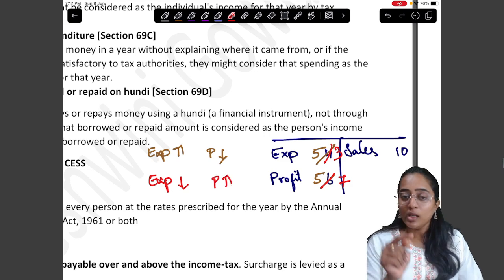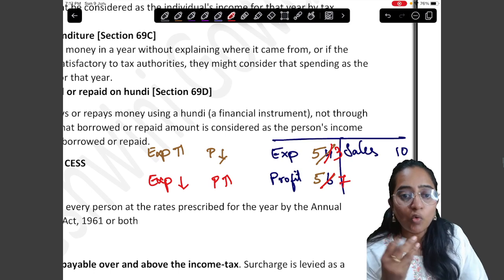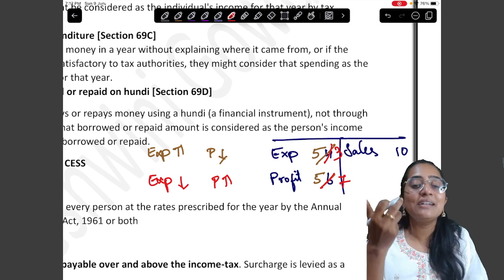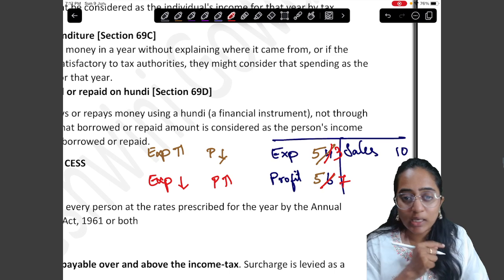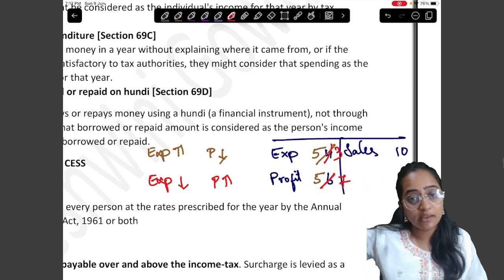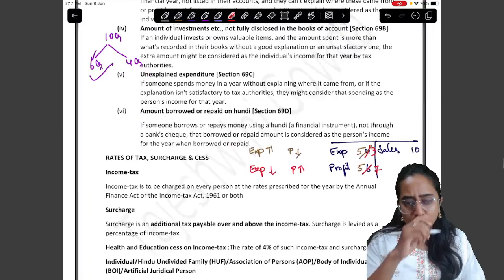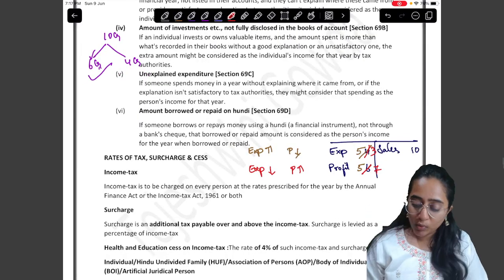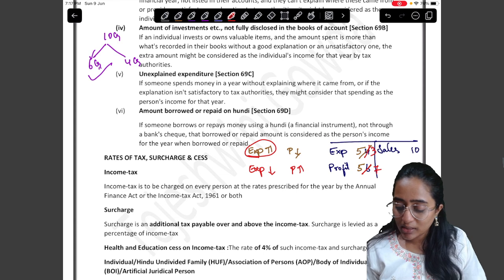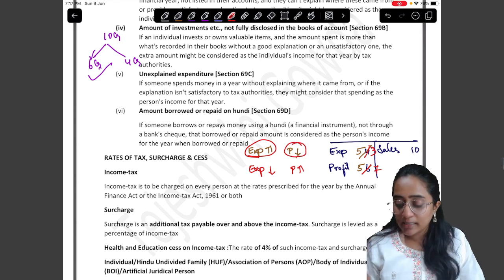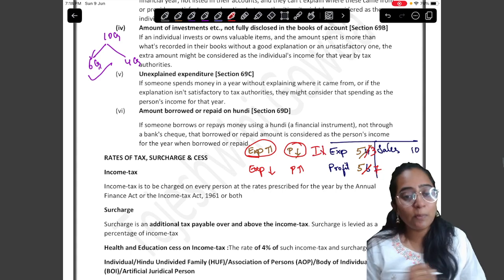Correct? Now, if a person doesn't want to pay tax, higher tax is based on your income. If your income is higher, the tax is also higher. So what that person will do is very simple. He will try to increase his expenses so that he will get less profit. Less the profit, less the income tax which he pays.